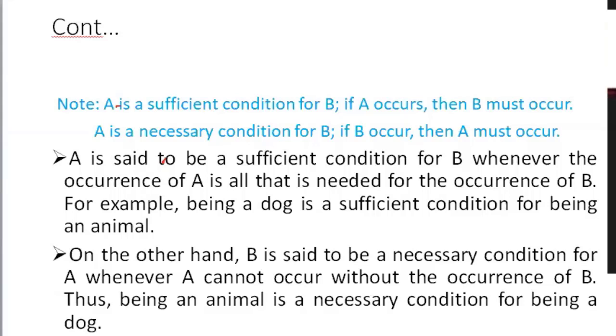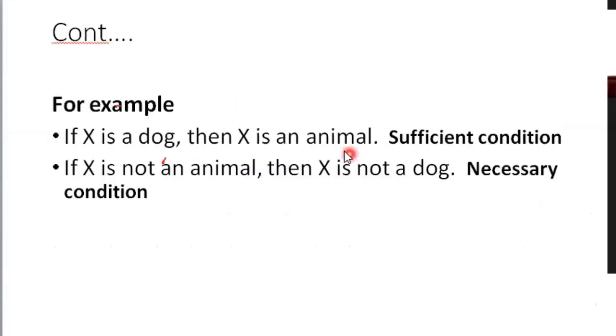The vice versa is also true. Here you can look at the example. If X is a dog, then X is an animal. Being a dog is a sufficient condition for being an animal. Being an animal is not a sufficient condition for being a dog. Rather, it is a necessary condition. If X is not an animal, then we can say that X is not a dog. It can also be a cat.